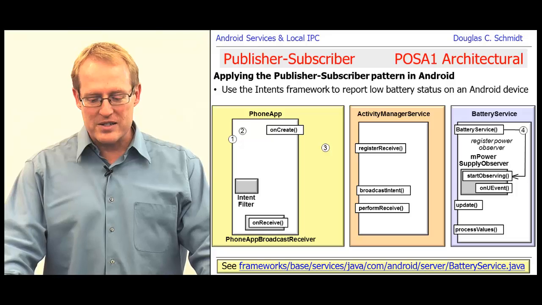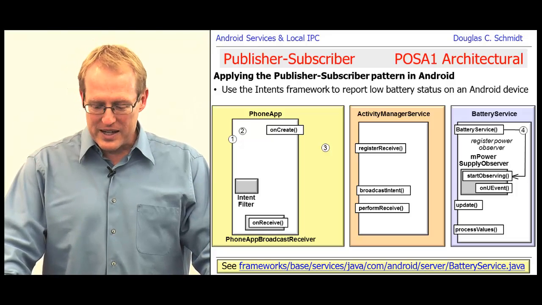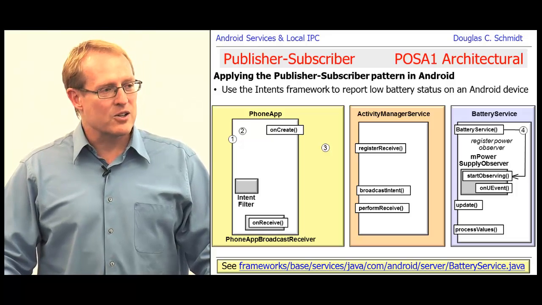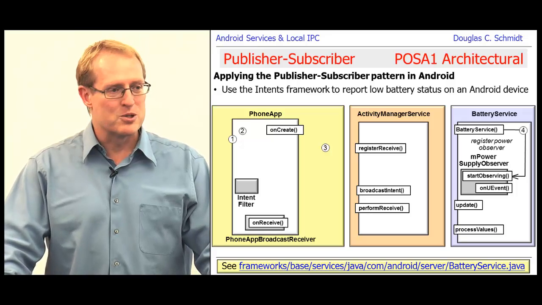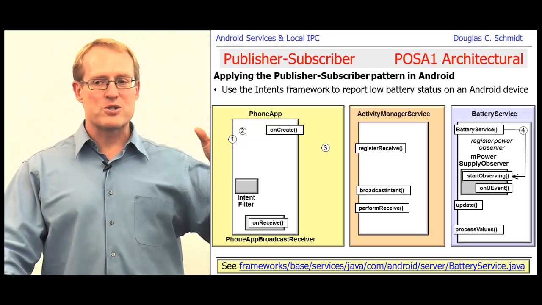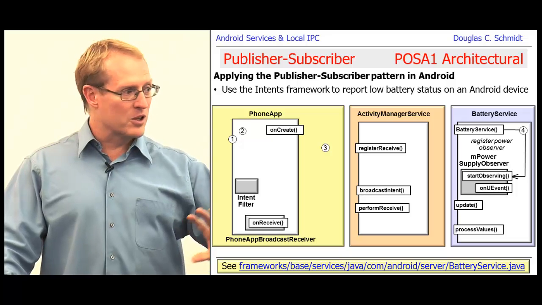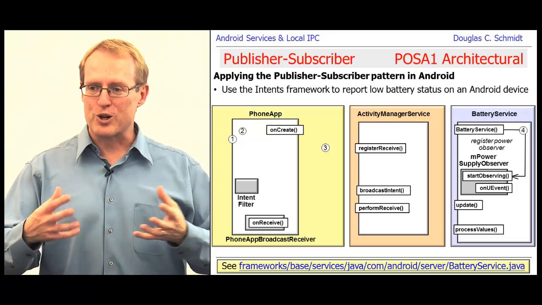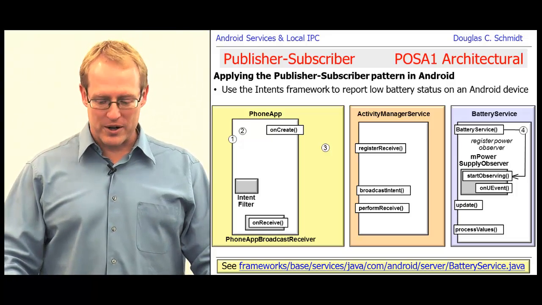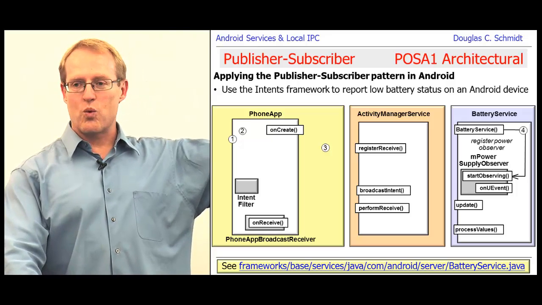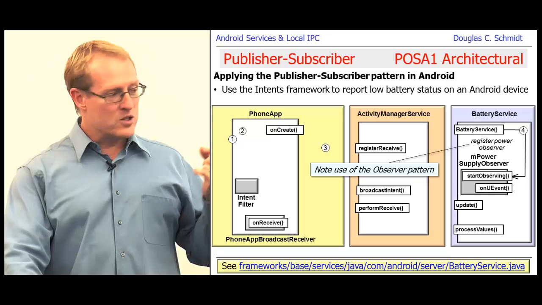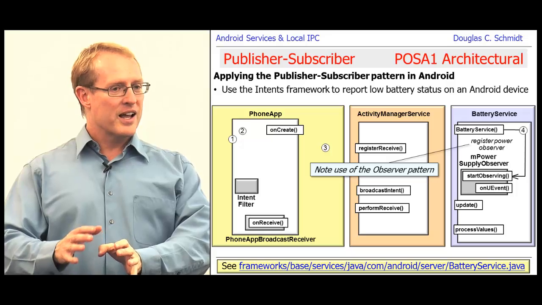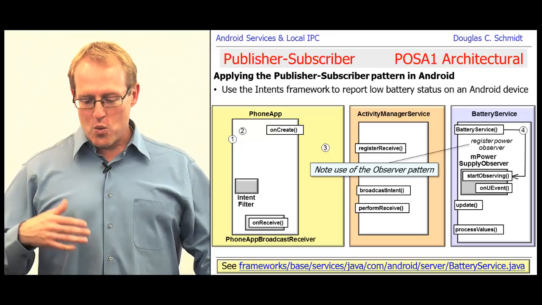So what it basically does is it creates something that's called a UEvent observer, or user event observer. And it creates this thing called an mPowerSupplyObserver. And it registers this observer with some low-level mechanism. This is the battery monitoring hardware or device driver, something that's lurking inside the Android device framework. And then it just waits for something to happen. So this is an example of using the observer pattern at the low level to wait for a notification that battery voltage is low.